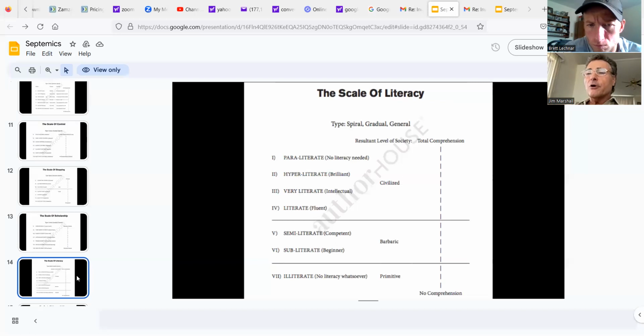Now, notice the two horizontal lines. There are dividing lines here. Now, in sociology and anthropology, they talk about three levels of society. A society is either primitive, barbaric, or civilized. And it corresponds perfectly to literacy. So if you have people who are illiterate, they're primitives by definition, like the cavemen. So you could say, well, they had no reading or writing. They could barely speak. They were primitives.